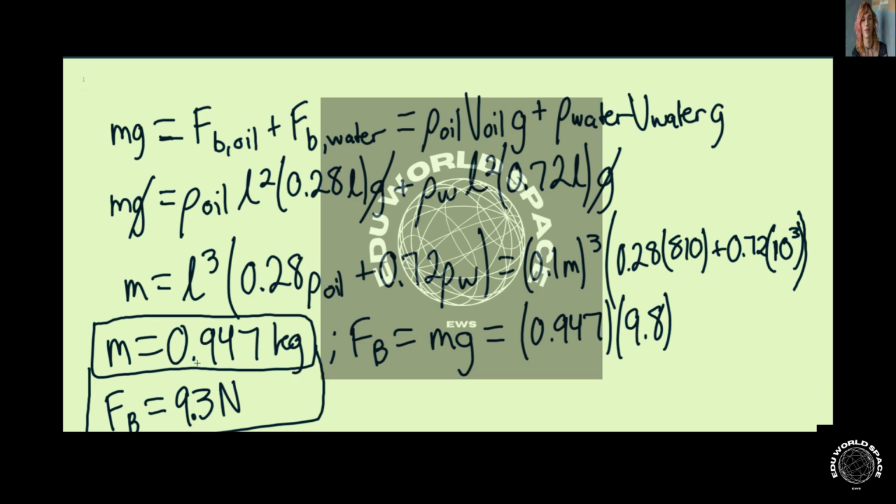So the mass would be 0.947 kilograms, and we would be able to find that by taking the sum of the forces in the y direction and equating the buoyant force to the weight of the object, of the liquids. To find the buoyant force, it would simply be equal to the mass times the gravity, and this is what we use to, of course, find the mass in the first place.